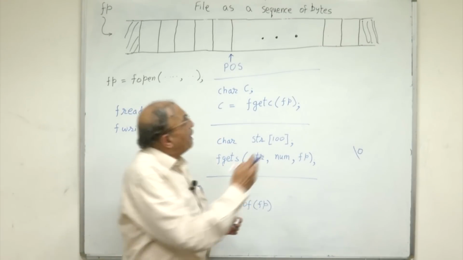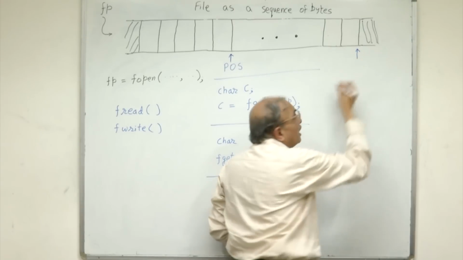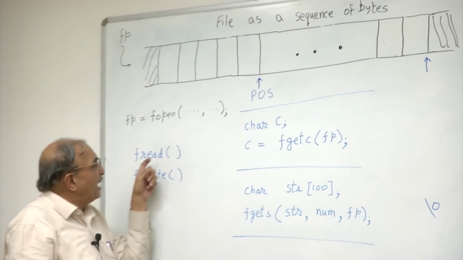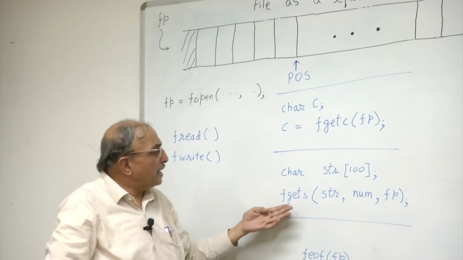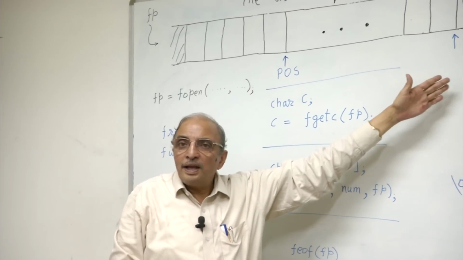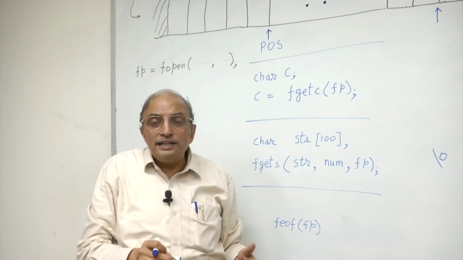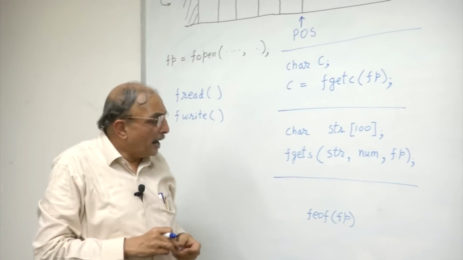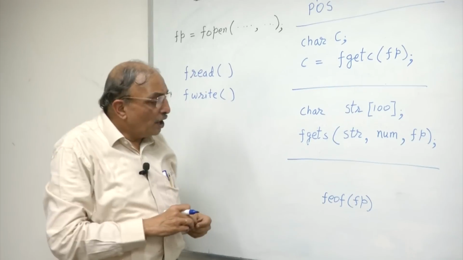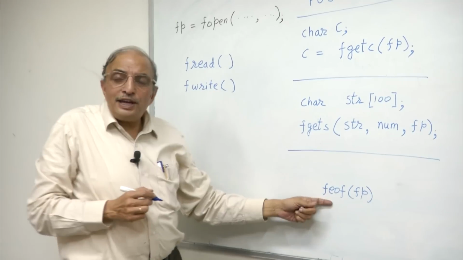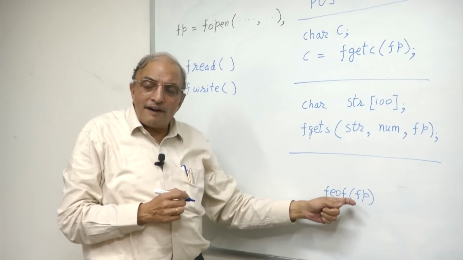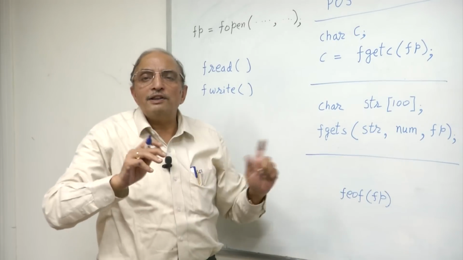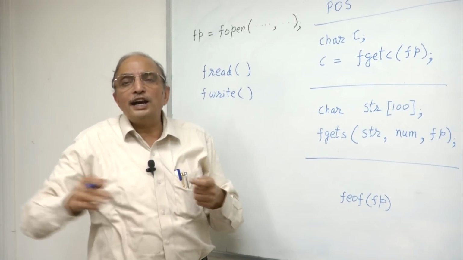It is quite possible that my position is actually located at this point during the operation, that is, it is at the end of the file, there is no more data to be read. Now, it does not matter whether I say fread or fgetc or fgets, there is nothing to be read. This situation is indicated by the operating system to my program by returning a special signal. That signal can be tested by end of file. So, there is a special function called feof. feof, when invoked on a file pointer fp, will return true or false. When it is true, it means there is nothing to be read, the file has ended. If it is false, that means there is more data to be read.